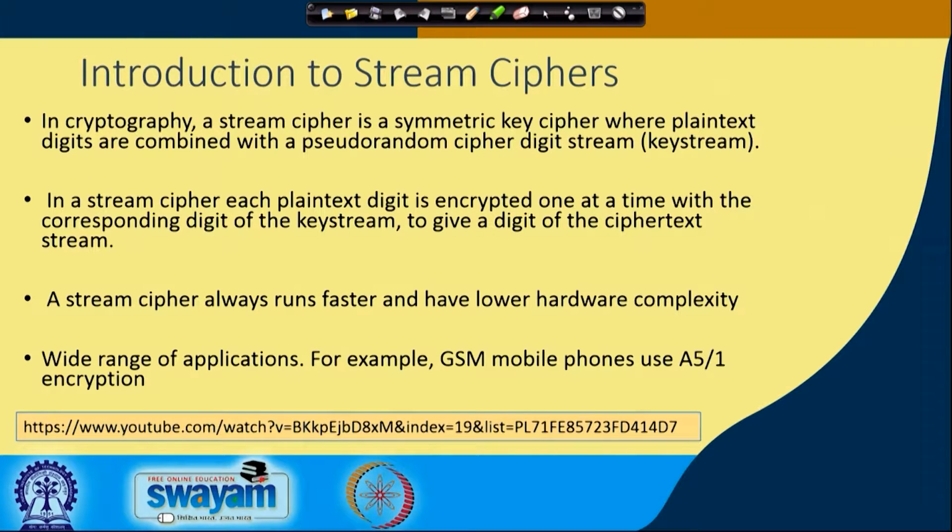When we say they are processed in digits, what we mean is they can be processed bitwise, or they can be processed in bytes or words as well. Often the reason is that we want to increase the throughput we get out of the stream cipher. A stream cipher is typically a very fast primitive and has a lower hardware complexity compared to, say, block ciphers, and therefore it finds a wide range of applications.